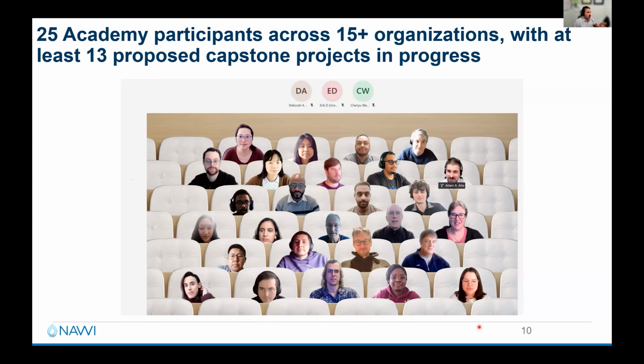So we had overall 25 Academy participants, 15 were direct participants of the cohort. The other 10 were part of our project support group that basically gives us guidance on where we should go next with WaterTAP. All right, and so across this group, we had representation of over 15 organizations and at least 13 capstone projects that were proposed by people in the group, which I'll get to in just a second.